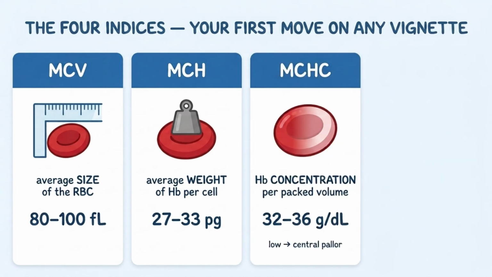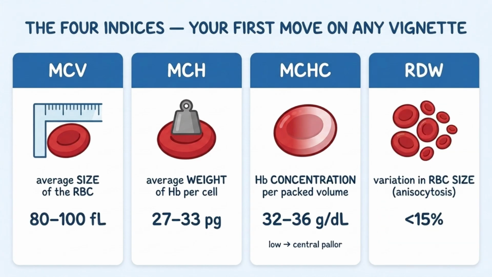And then we have MCHC, mean corpuscular hemoglobin concentration. This tells us the concentration of the hemoglobin within a packed volume of the RBCs. So MCH is the average amount or weight of the hemoglobin in one RBC, and MCHC is the concentration of the hemoglobin within a packed volume of RBCs. It helps us determine whether the cells are relatively hypochromic, normochromic, or hyperchromic.